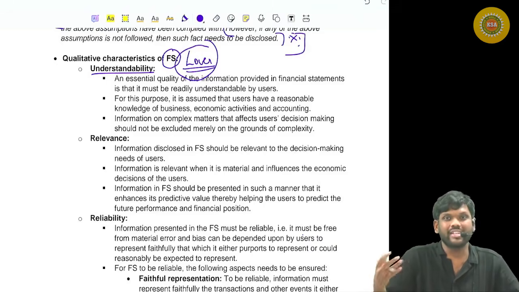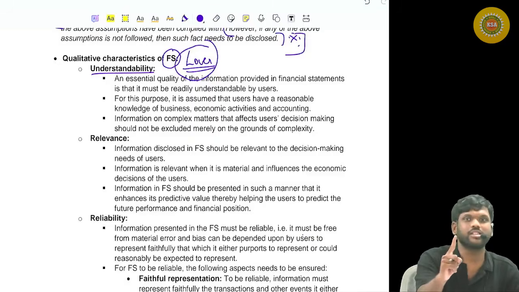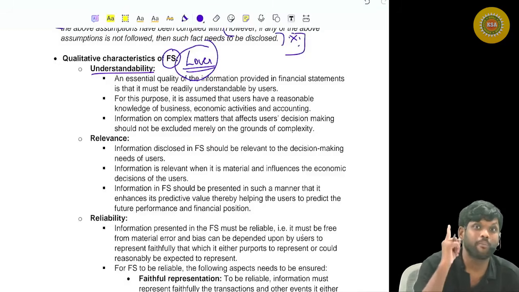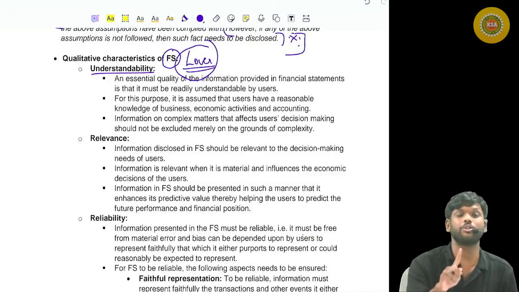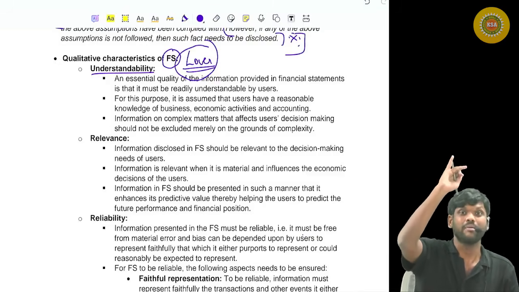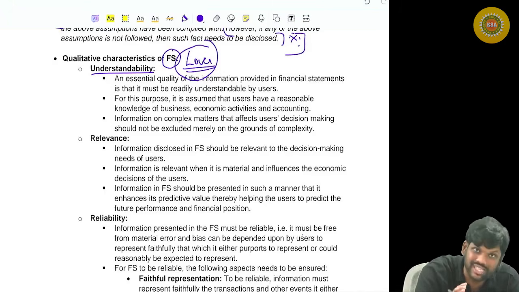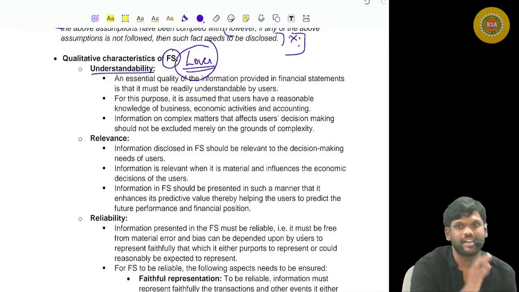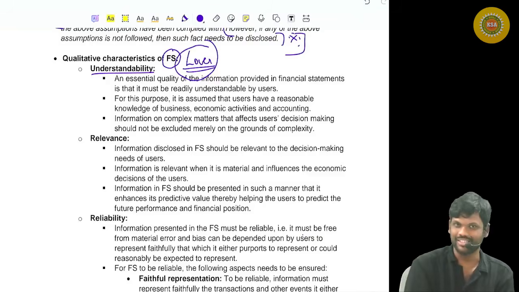You should not write in some language which only you can understand. So first qualitative characteristic of financial statements is it should be understandable. Sir, யாருக்கு sir understandable இருக்கணும்? It should be understandable to the users. படிச்சோம்ல first unitல, investors, lenders, employees, customers, suppliers, and the users, it should be understandable to them. So first characteristic is financial statement should be understandable.